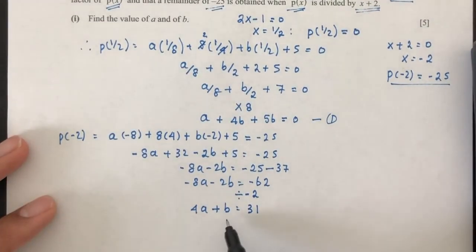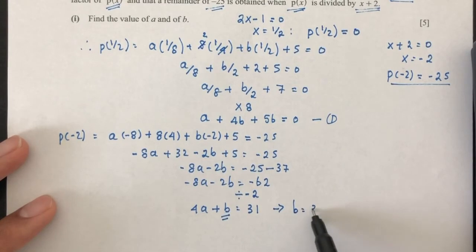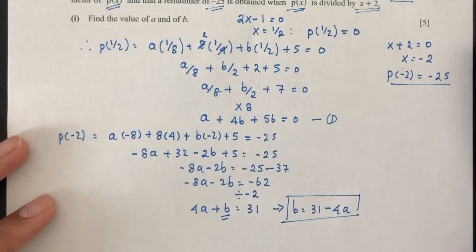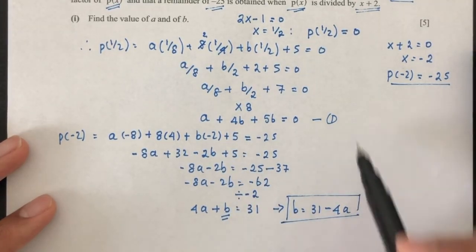So let's make b the subject of the formula. From here we have b equal to 31 minus 4a. Let's use that and this to find the values of a and b. So let's write here.